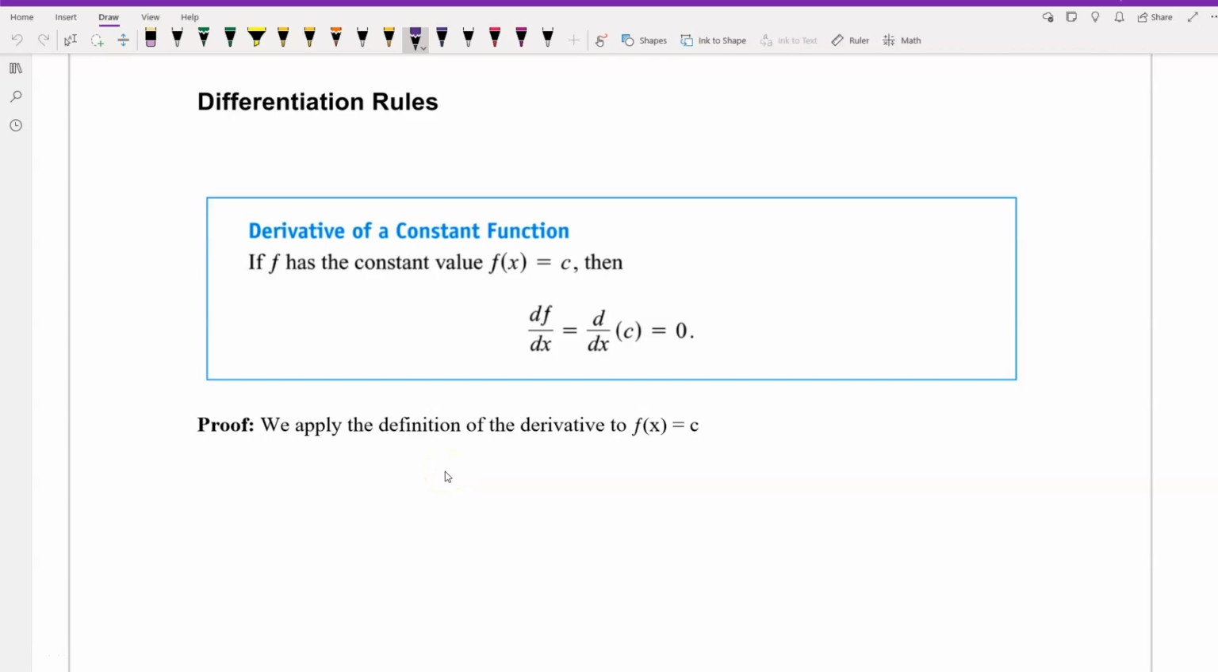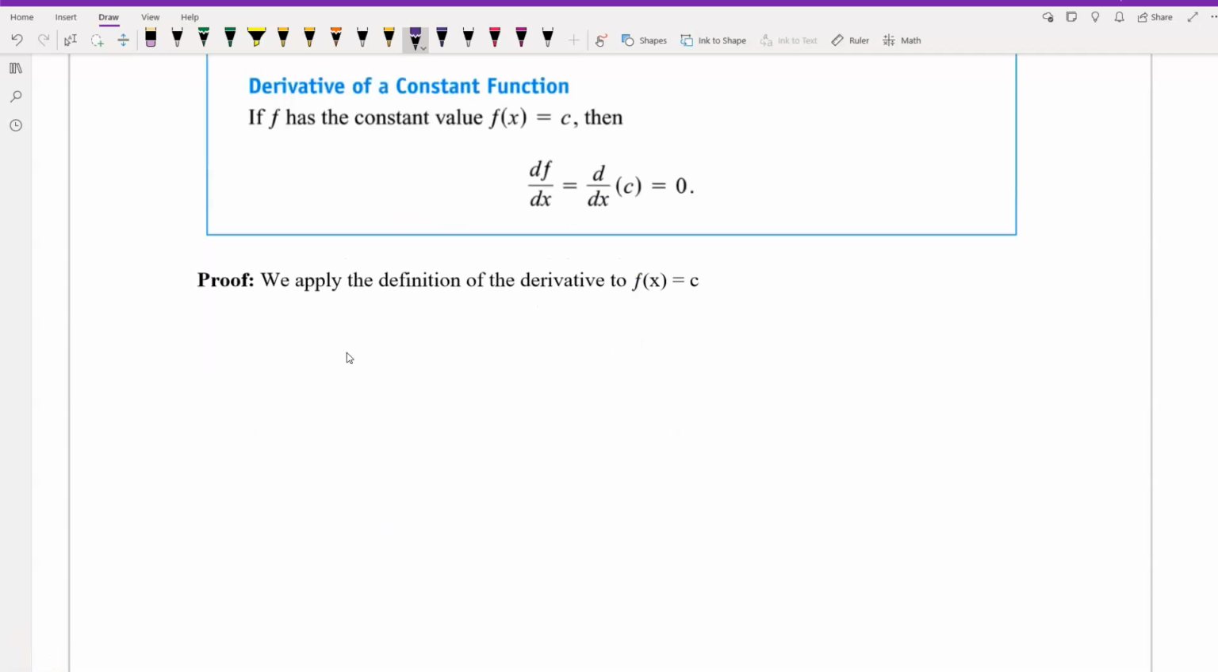Here in this section we have differentiation rules. Derivative of a constant function. If f has the constant value f of x equal to c, then the derivative of our function with respect to x is equal to the derivative with respect to x of c. So the c is constant and the answer for this part is equal to 0, meaning that the derivative of a constant is 0. Now here we have the proof.